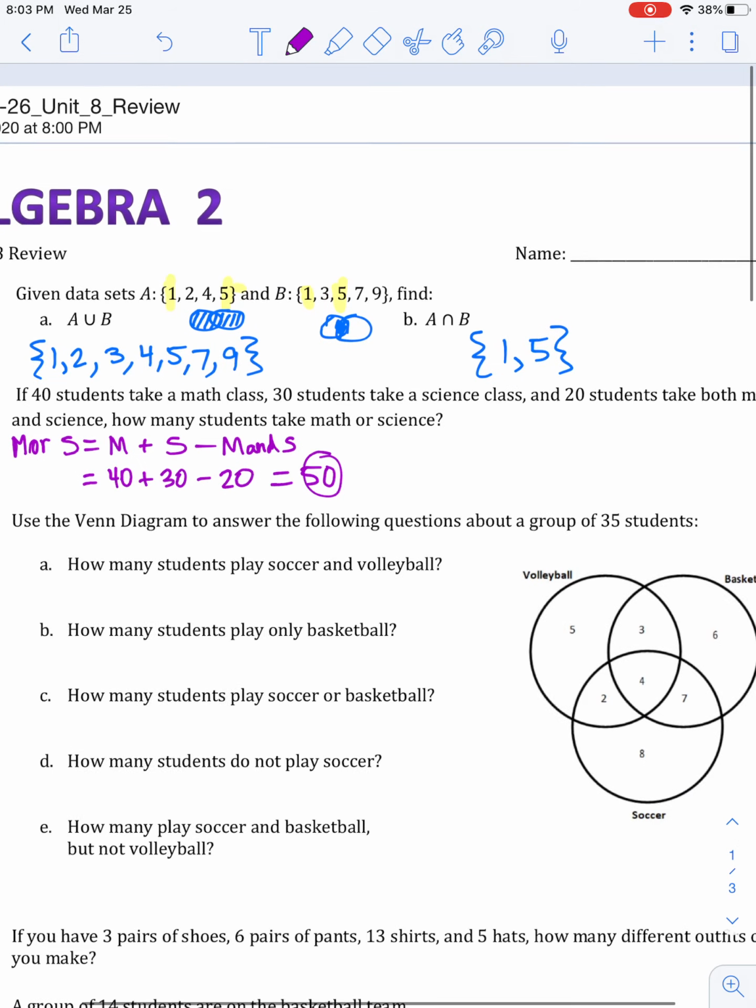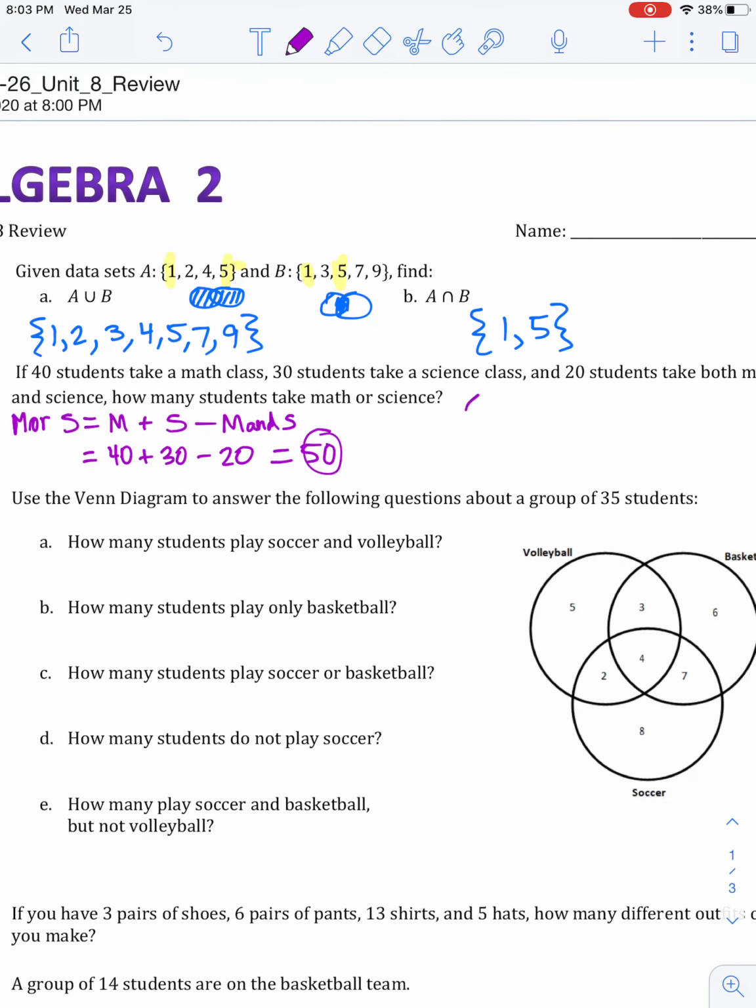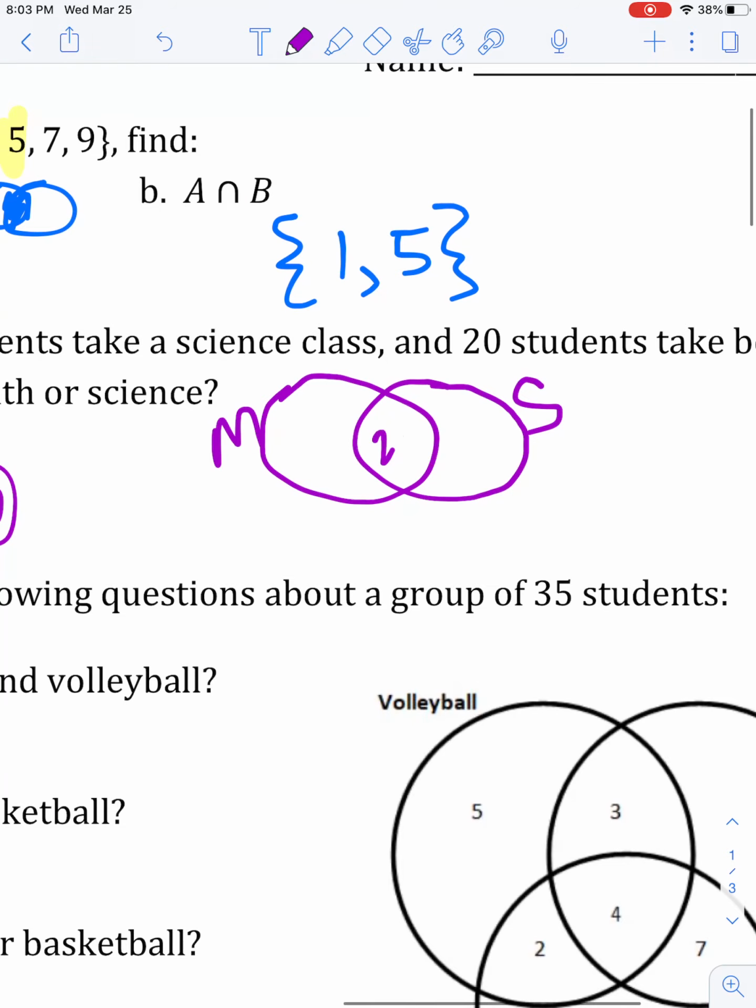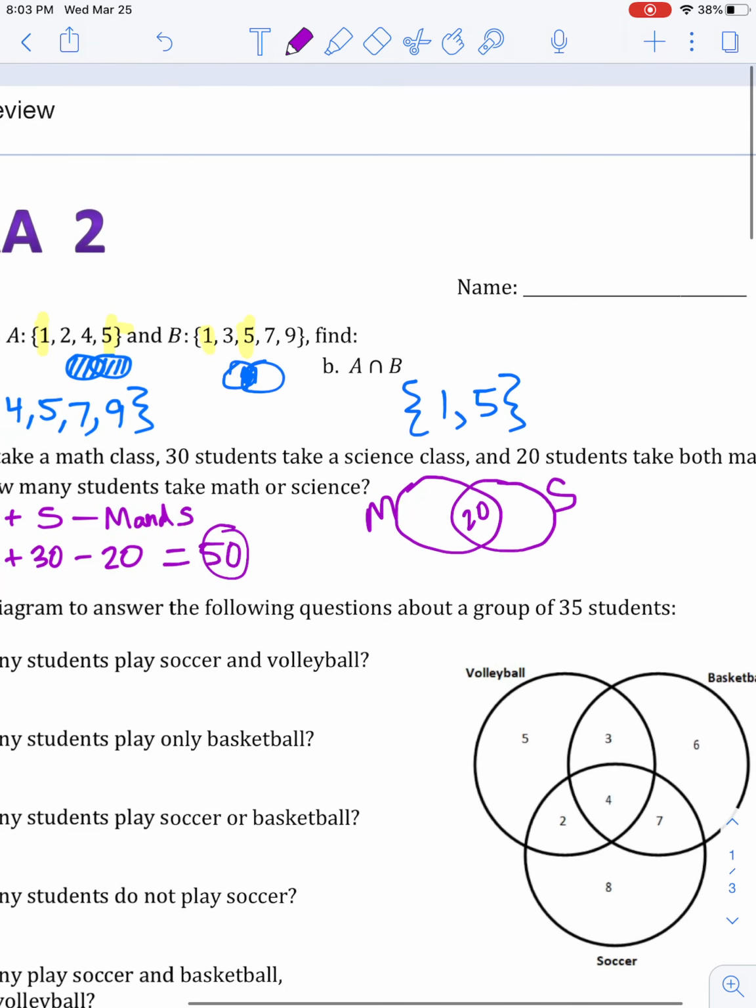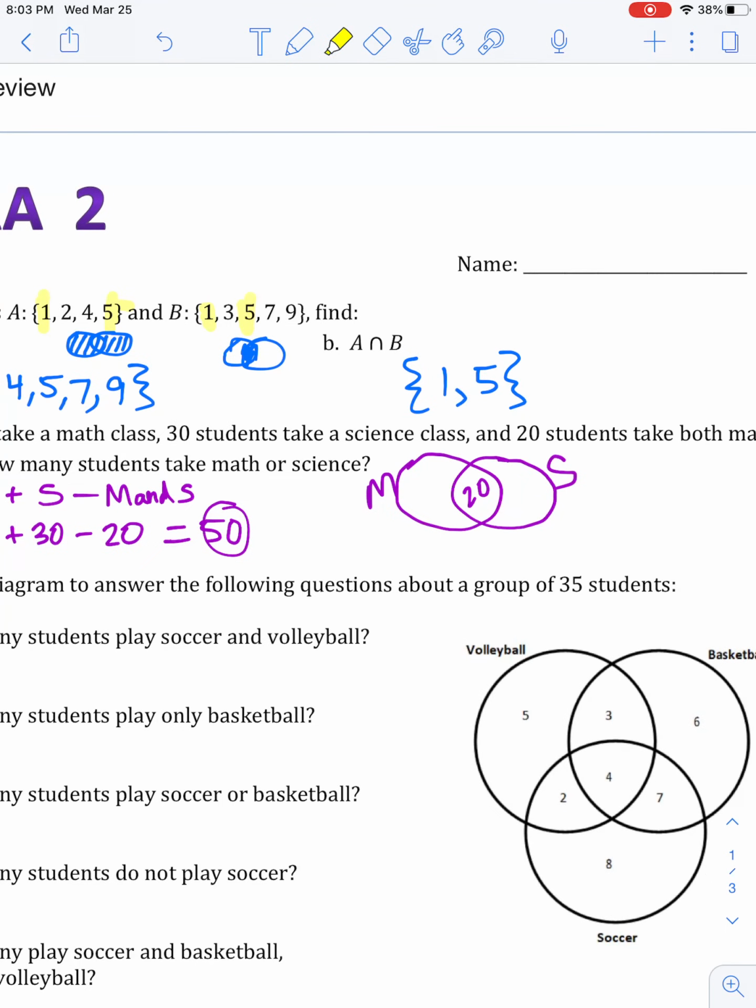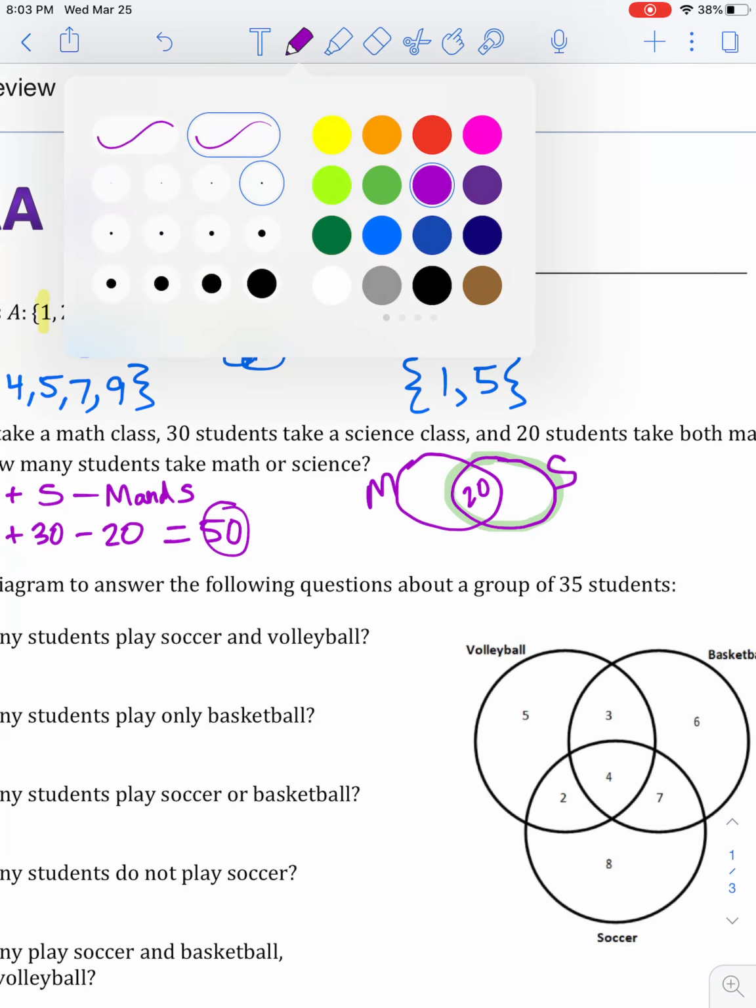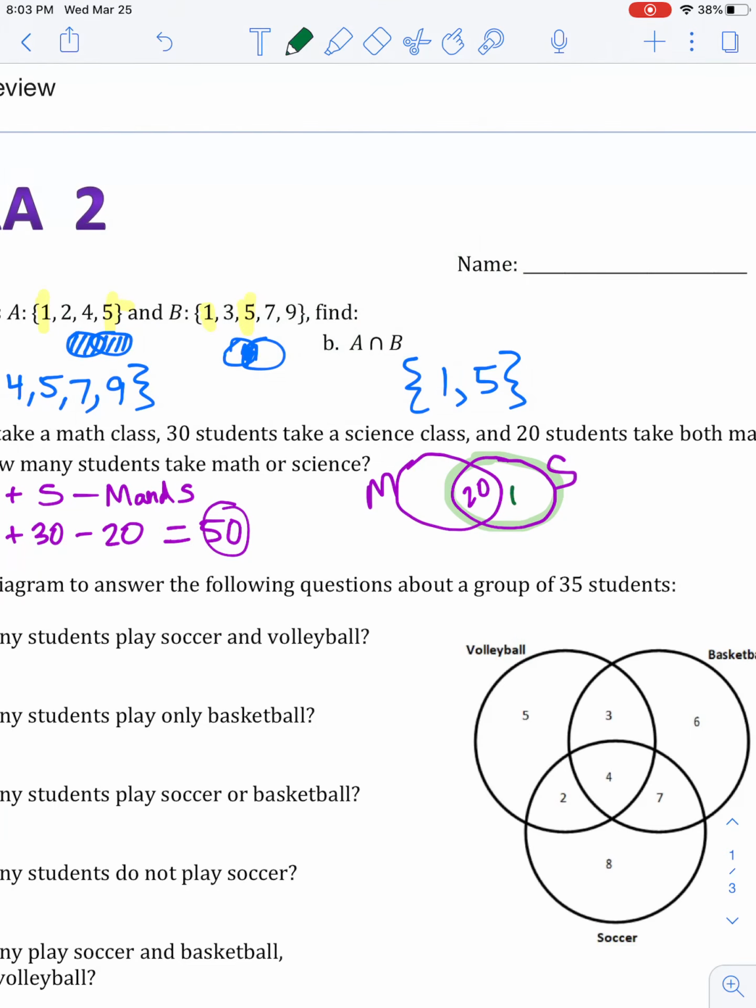Now another way we had done this was using a Venn diagram. So if we do it that way, let me draw a picture. We'll let the first circle represent math, the second circle represent science. And let's start in the middle. If 20 students take both, that would go here. 30 take science. That means that, I'm going to highlight with green, this entire circle has to add to 30. So this number would be 10 because 20 plus 10 adds to a total of 30.